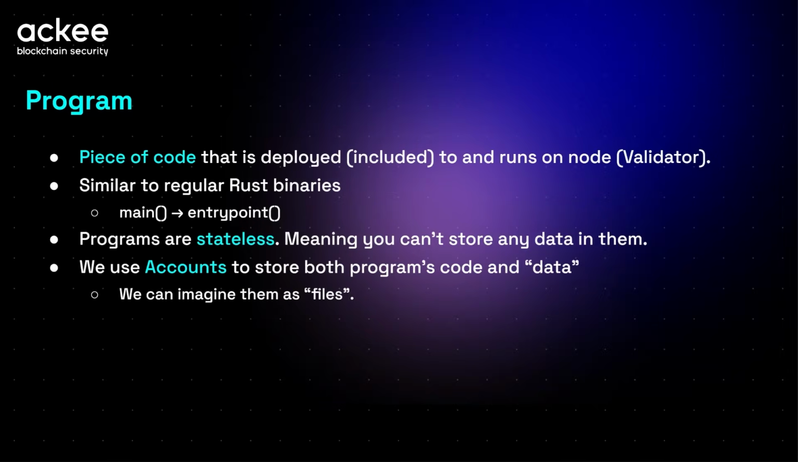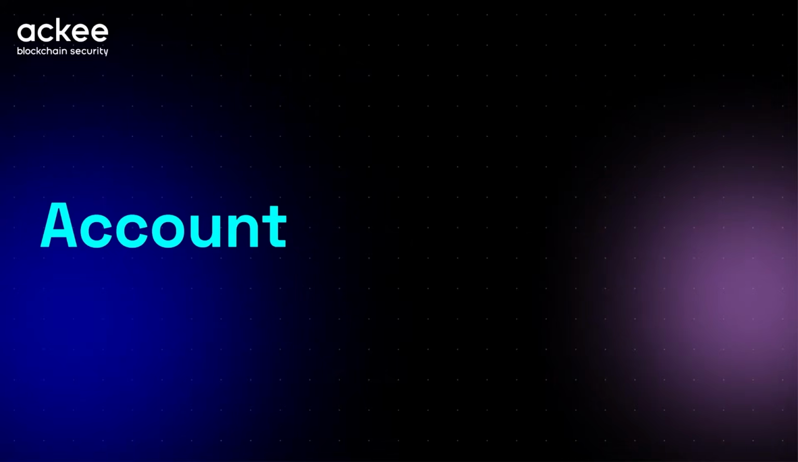You can imagine accounts as files. Each file has its own address, which is unique, and stores data. If you would like to read some of the data in your program, you need to specify which file you would like to read the data from. But you will see this in the accounts section. So we can continue directly to the accounts section.